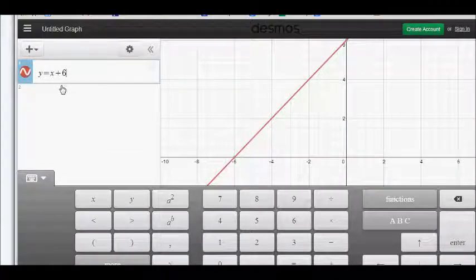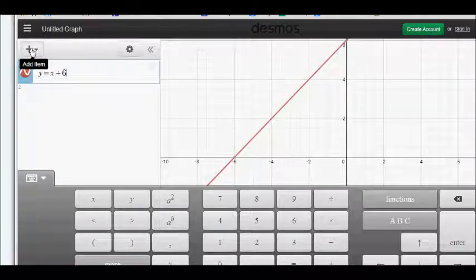Now, as I said, we can see this one pretty easily. My y-intercept is at 6, and my slope is 1. So we can see that this is going up at 1 over 1, 1 over 1. So the slope is correct here. And we could have gone ahead and graphed that ourselves.